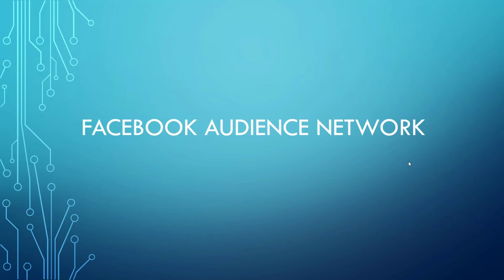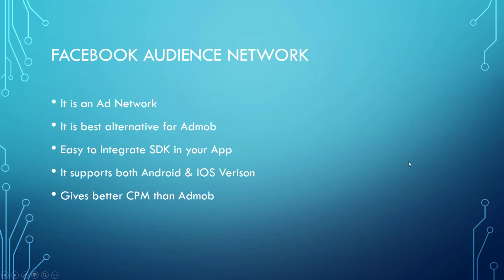Facebook Audience Network is an alternate for AdMob for showing ads in your Android app. It is an ad network and the best alternative for AdMob. It is very easy to integrate in your app. It supports both Android and iOS versions and gives better CPM than AdMob.